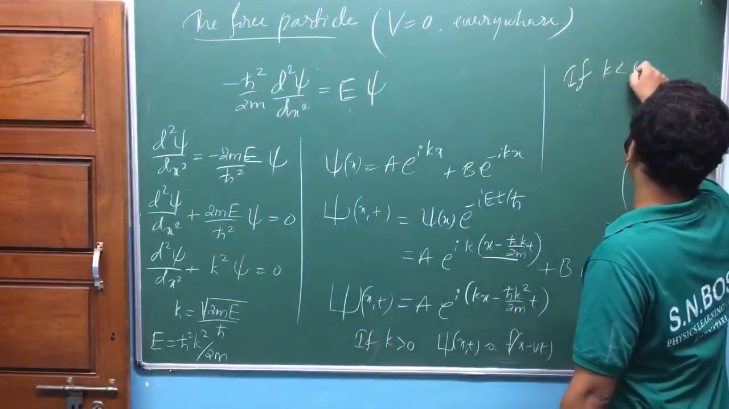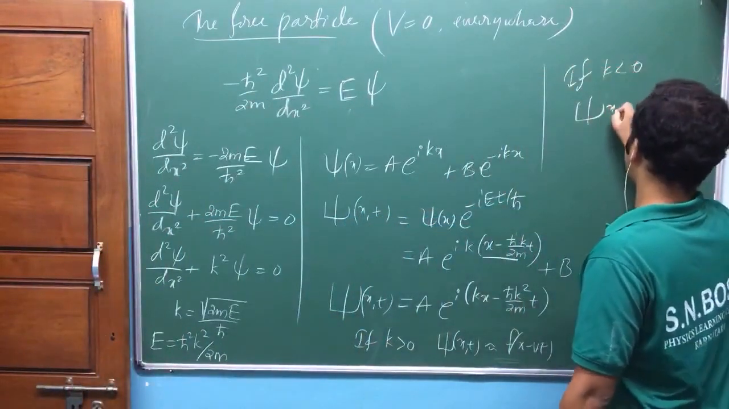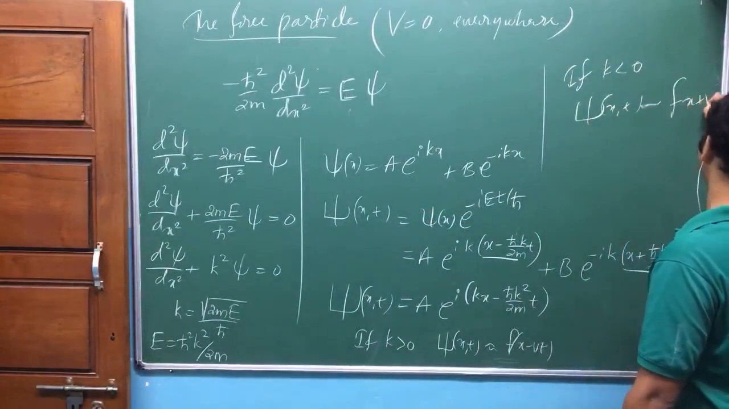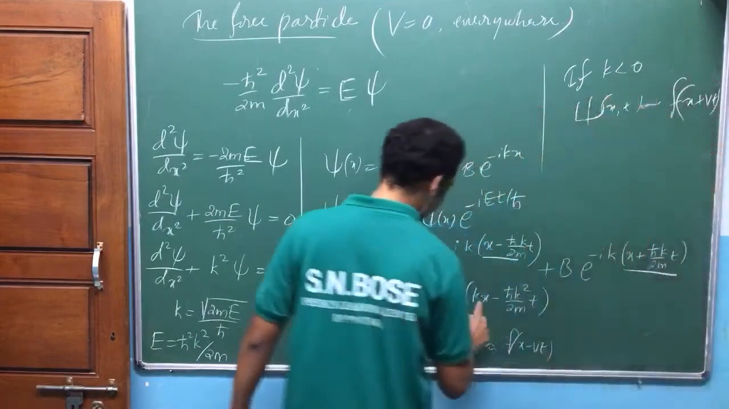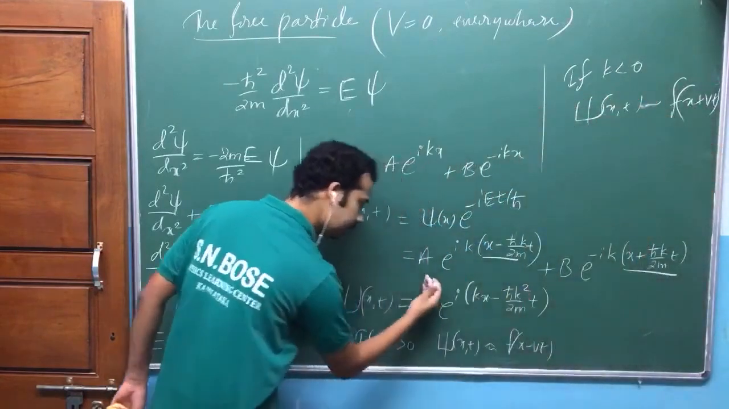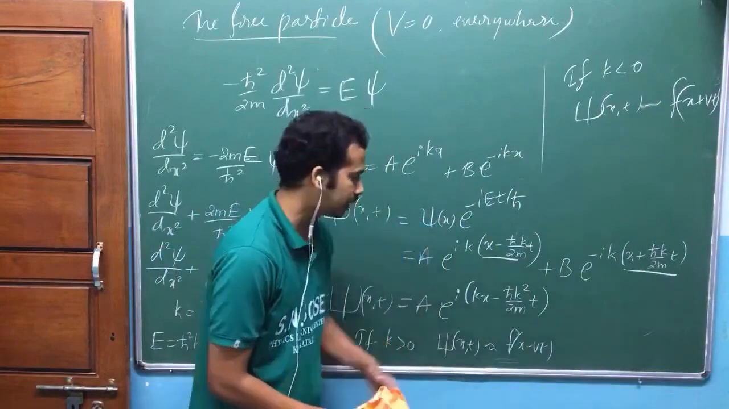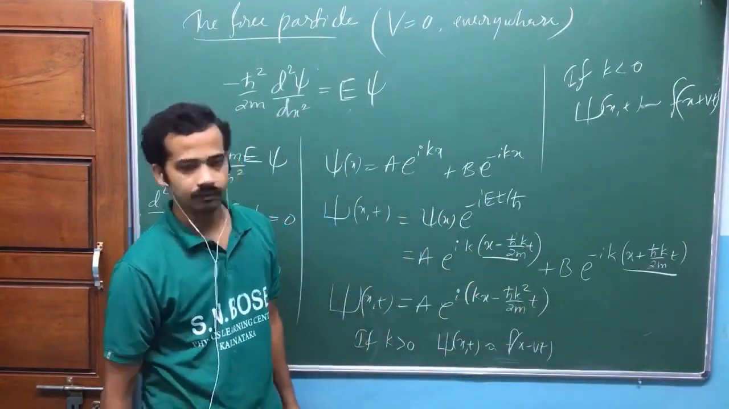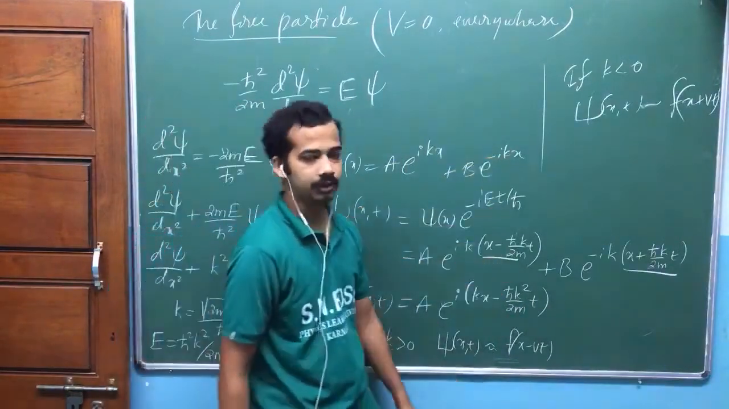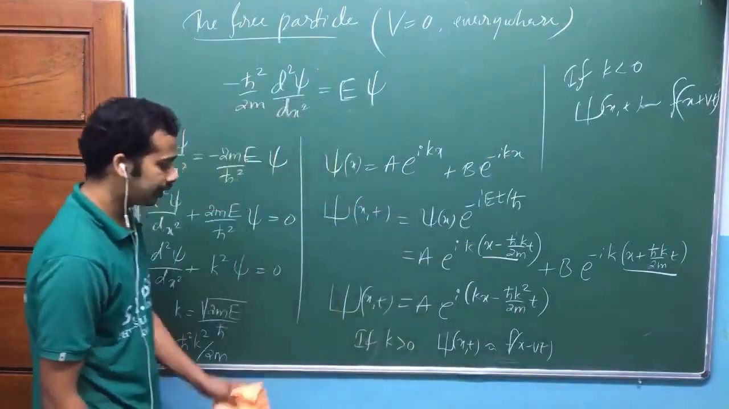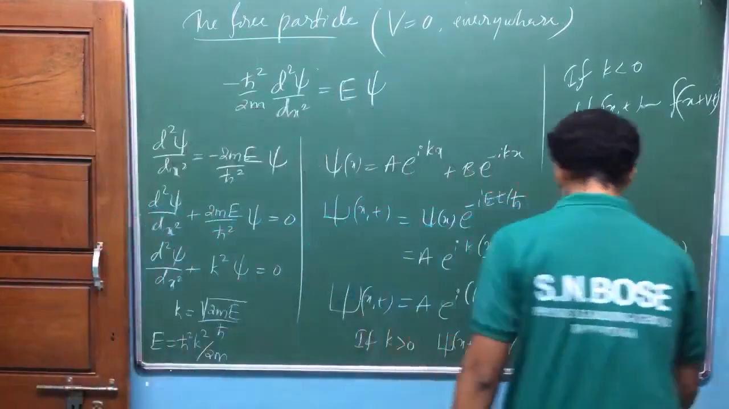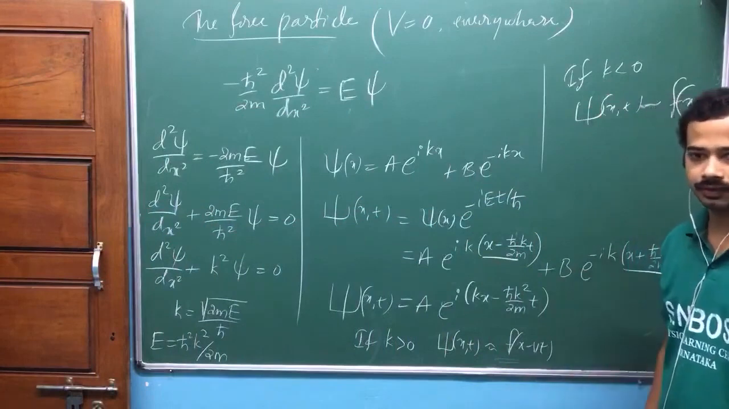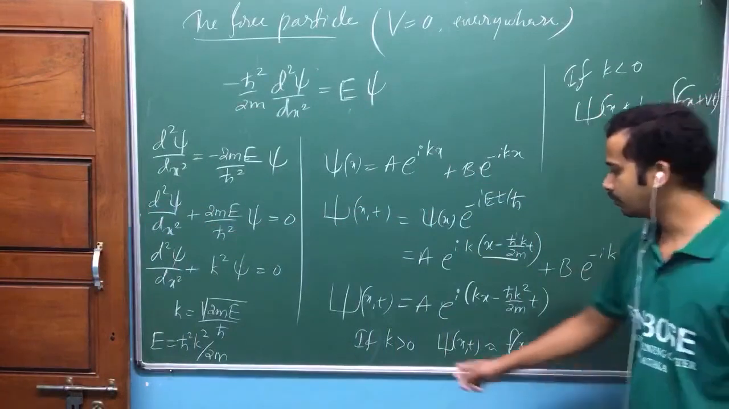So write down again. If k is less than 0, your psi of x comma t will be of the form f of x plus vt. If k is negative, this is also negative. Take that negative sign outside. It doesn't matter what the sign outside is, it matters what kind of function it is. It is of the form x plus vt. So that's why if k is greater than 0, it will represent a wave traveling to the right. If k is less than 0, it will represent a wave traveling to the left.